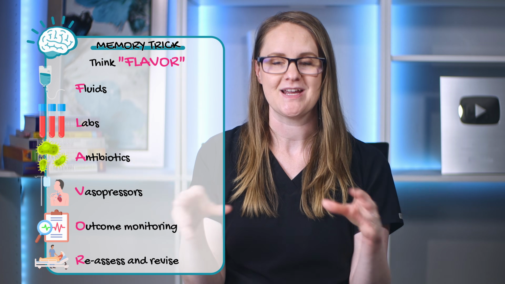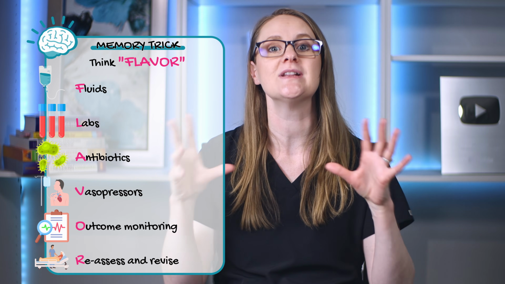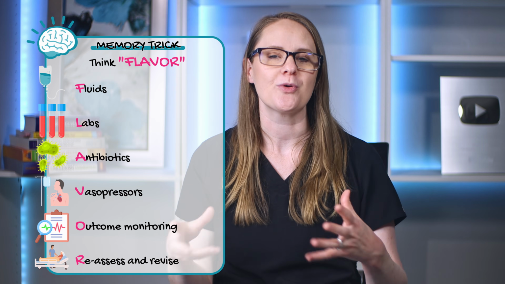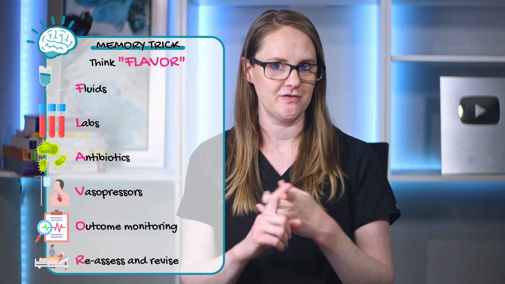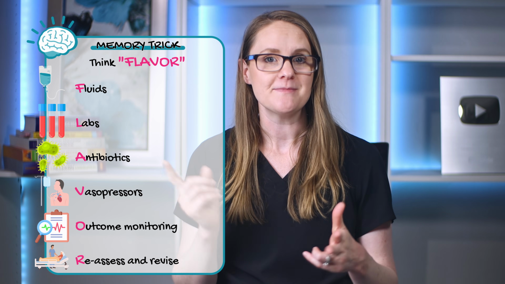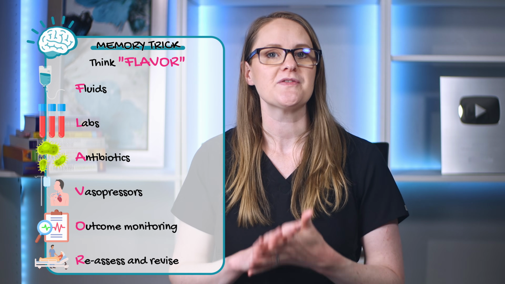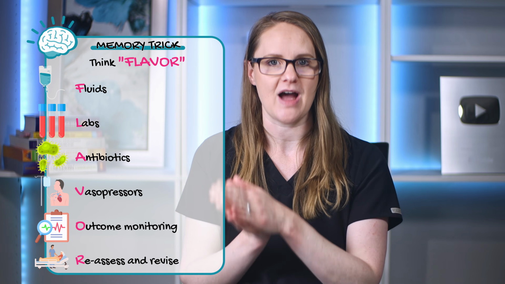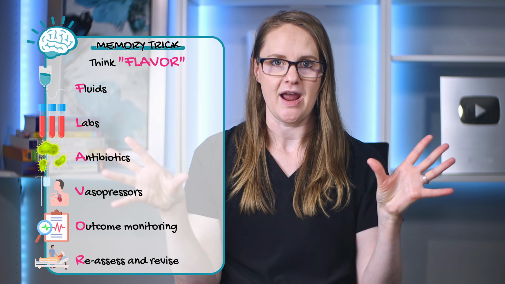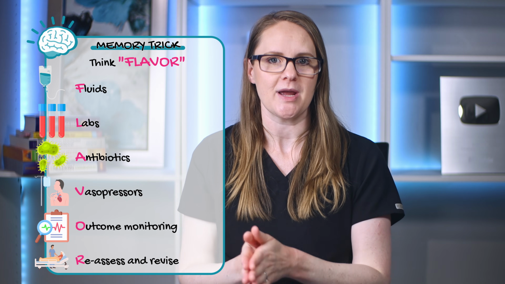You can remember this with the mnemonic FLAVOR, because sepsis interventions need to have some flavor to them, right? In order for them to be effective. So FLAVOR stands for this: F for fluids, L for labs, A for antibiotics, V is for vasopressors, O is for outcome monitoring, and R is for reassess and revise. So think FLAVOR, okay? These interventions, remember, need to have some flavor to save your patient's life.